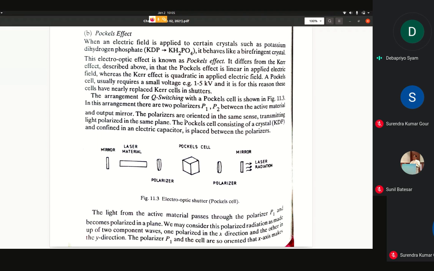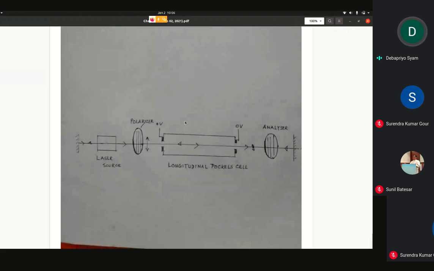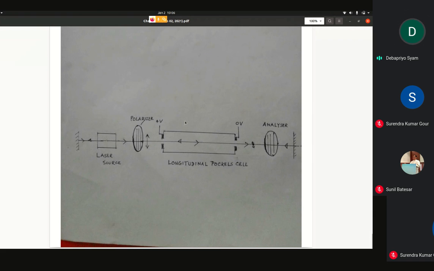Yes, I have shown a longitudinal focal cell. The electric field is applied along the axis of the cell. So, this is the arrangement. In the transverse focal cell, the electric field is applied perpendicular to the axis of the cell, as in the Kerr cell.